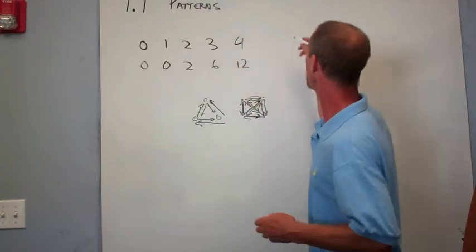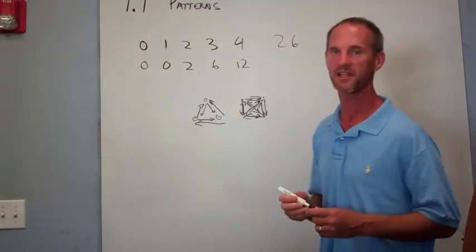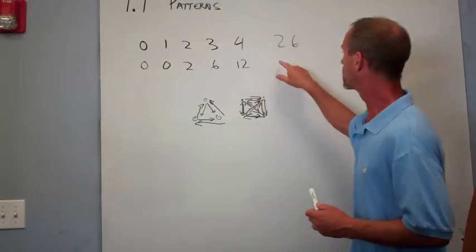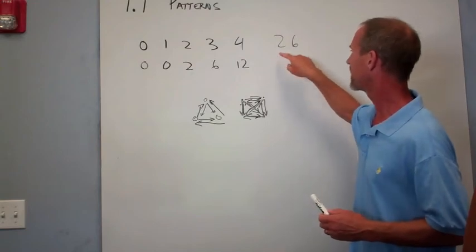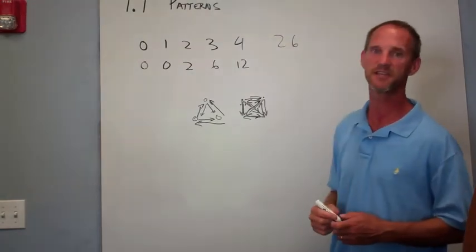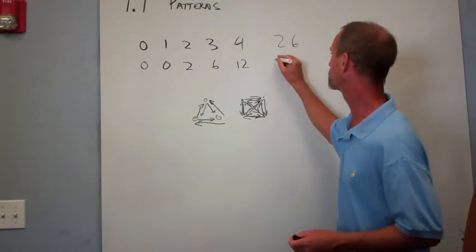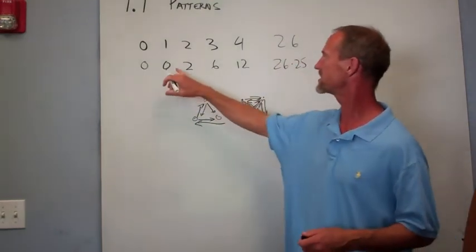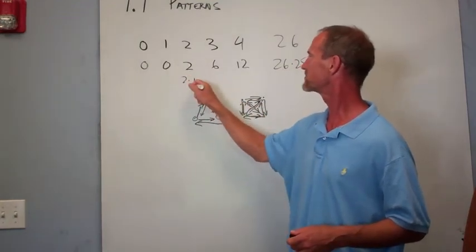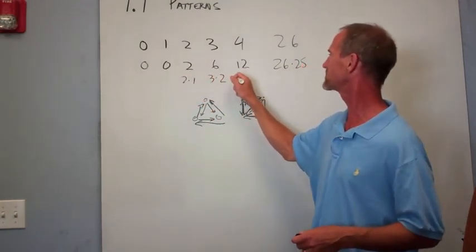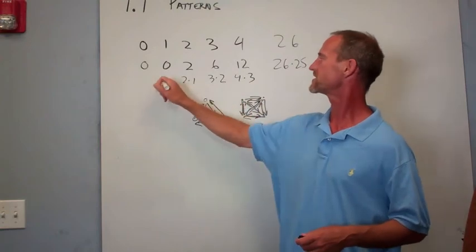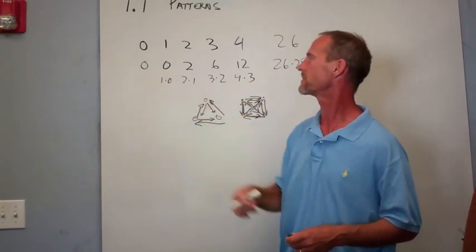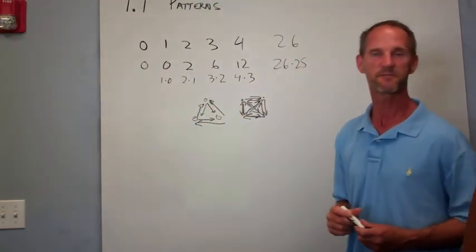So if we have 26 students in the class, 26 students will be giving out 25 valentines each, and then it's just a simple multiplication problem. 26 times 25. And if we go back, we can see that, well, yes, this is 2 times 1, and this is 3 times 2, and this is 4 times 3. This then, of course, is 1 times 0. And it makes sense. All right?